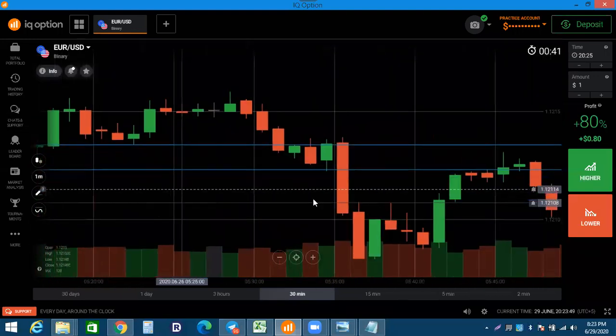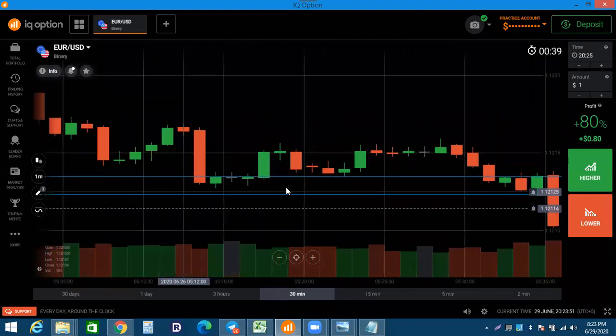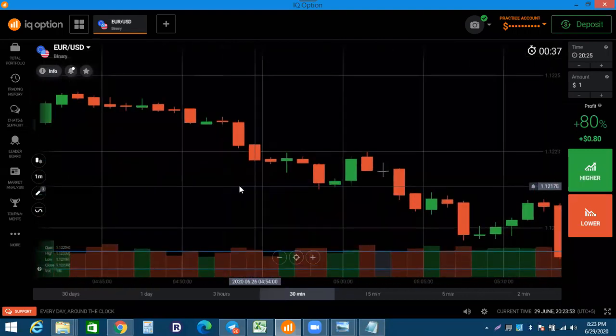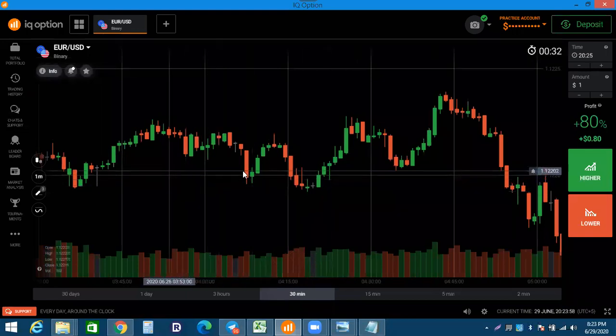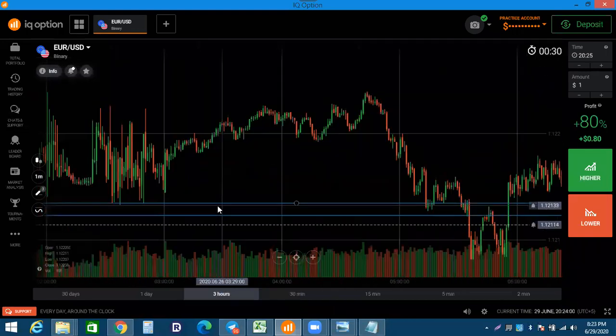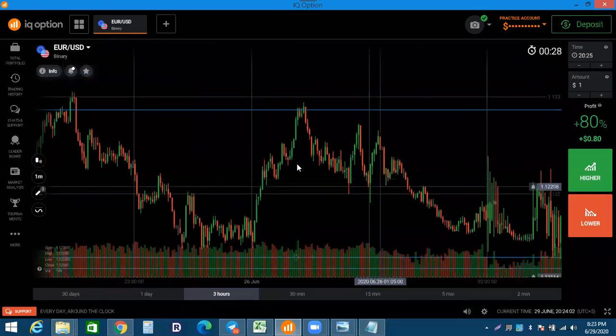Just let me find any other retracement, and I can show you how it's working. I don't know why the market is behaving like that. Very bad market.